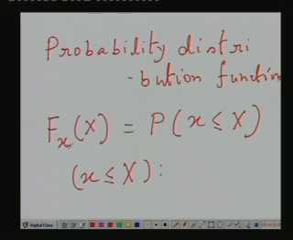Sometimes we can be a little liberal here; we can omit this subscript and just directly write F of capital X, or even F of small x. Now, this will be clear if we give some example.